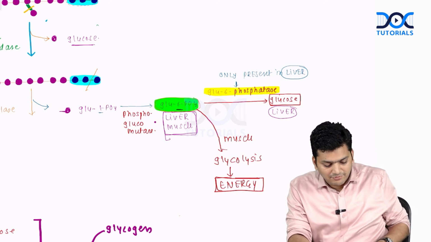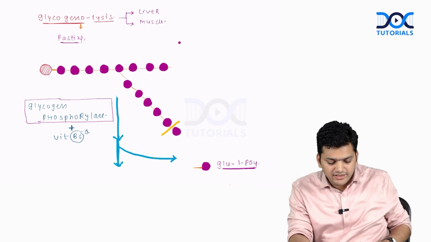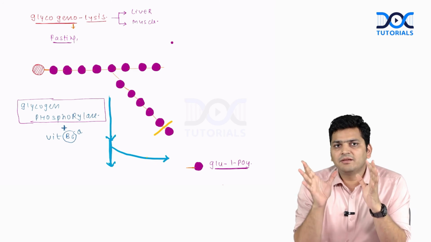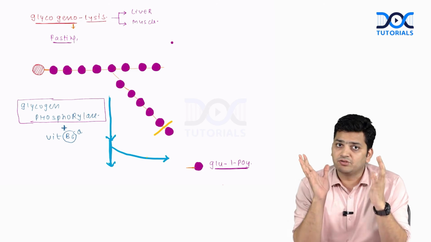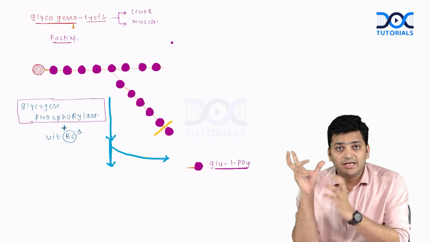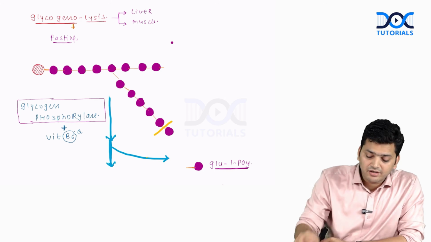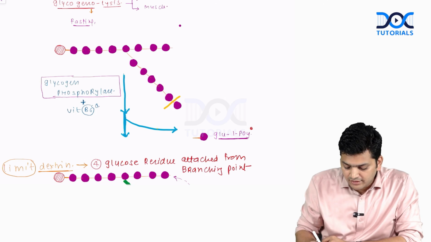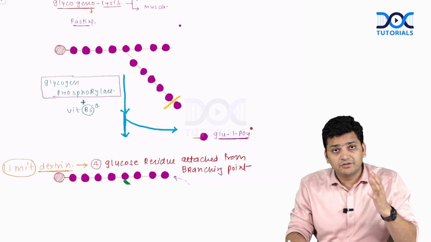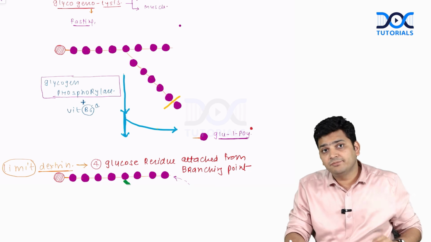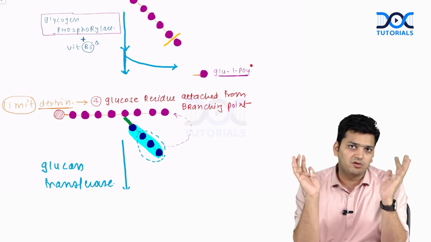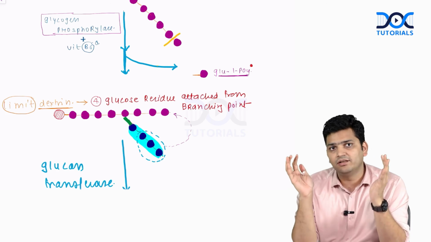Okay, so let's summarize it again. What we have discussed here is the glycogen molecule, and I want to cut it. The first enzyme that is going to start cutting is the glycogen phosphorylase. It will start cutting. The product that is going to come, is it pure glucose or glucose 1-phosphate? Glucose 1-phosphate. And it will cut till the point where, from the branching point, how many glucose residues are attached? 4. After that, the glycogen phosphorylase cannot cut. This is called the limit dextrin.